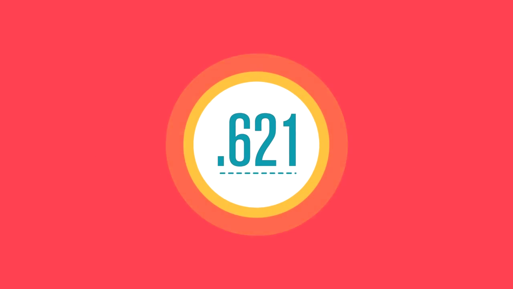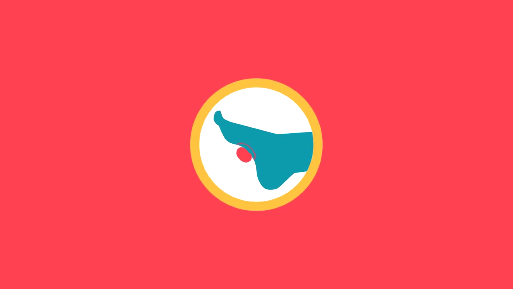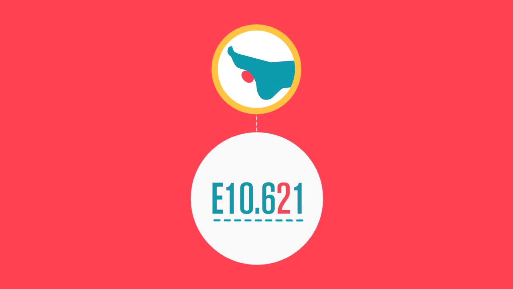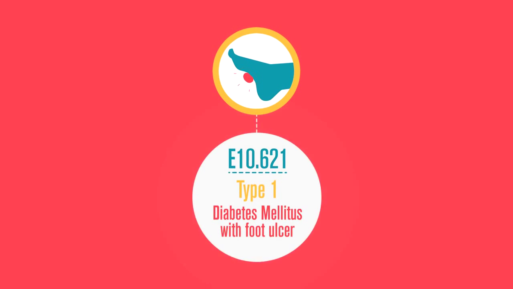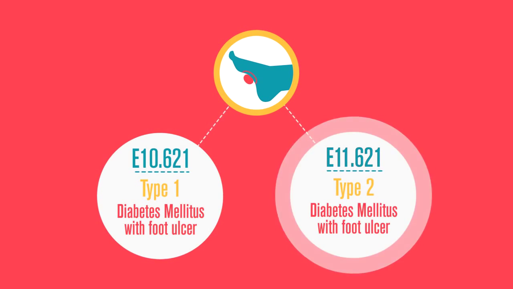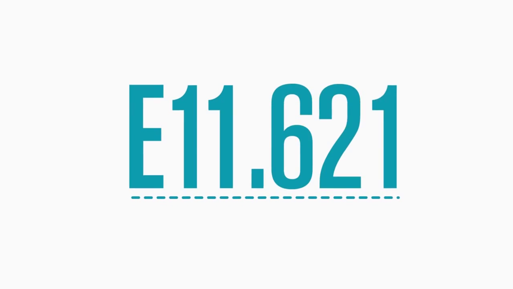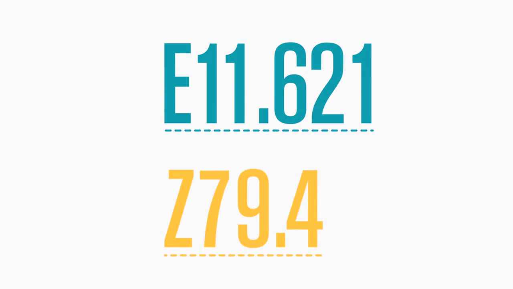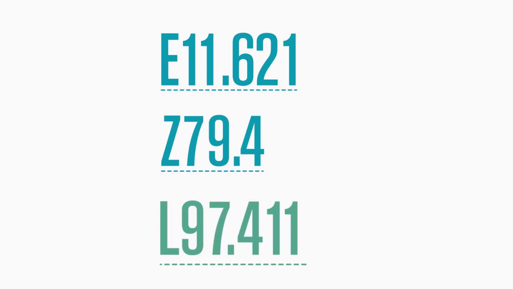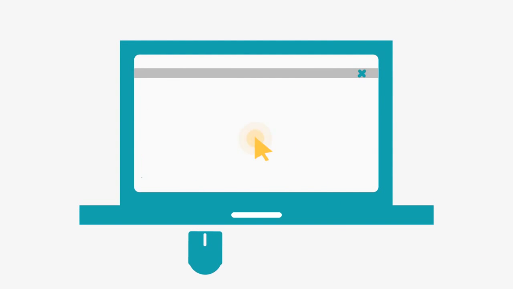For example, diagnosis code 621 describes the complication of foot ulcer. So E10.621 is type 1 diabetes with foot ulcer, and E11.621 is type 2 diabetes with foot ulcer. In this example, the provider has documented the category of diabetes and the complications. Use additional separate codes for treatment with insulin and to describe the site of the ulcer, and the coding is complete. ICD-10 allows providers to capture more detailed information about their patients.